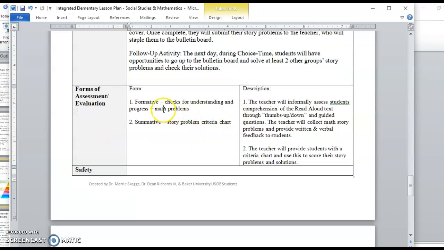Forms of assessment. Formative: you're going around, checking to make sure that they're getting the objectives. Are they learning the material? Are they mastering it? You're moving around checking them. You're asking them, thumbs up if you get this, thumbs down if you don't, thumbs sideways if you kind of get it. The summative assessment is what we do at the end. That's the grade we give them. That's got to be based on the assessment or the requirements that you gave the students. That'll be based on the criteria chart you gave them to score their actual story problems.